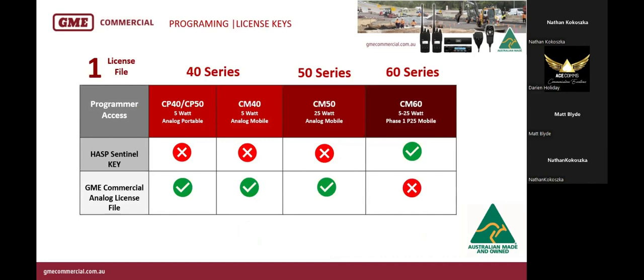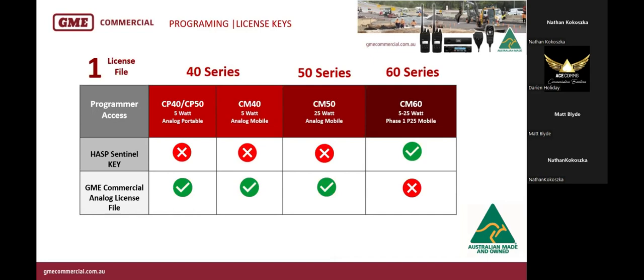Every time we onboard a new dealer, you will get the license key. That'll be emailed through with a set of instructions on how to store that on your PC. Now, that license key can be used across multiple devices in your organization simultaneously. And it's a piece of software, so it's pretty easy to regenerate if you couldn't get access to your laptop for whatever reason. Now, that license key is only available on our new commercial analog radios, the 40 and 50 series.